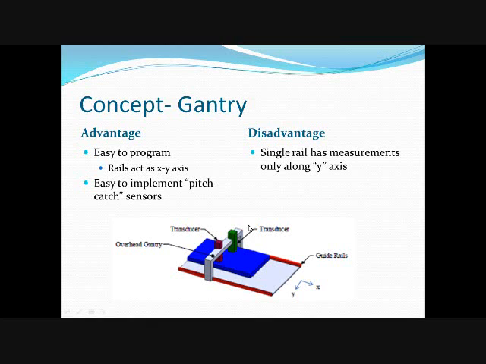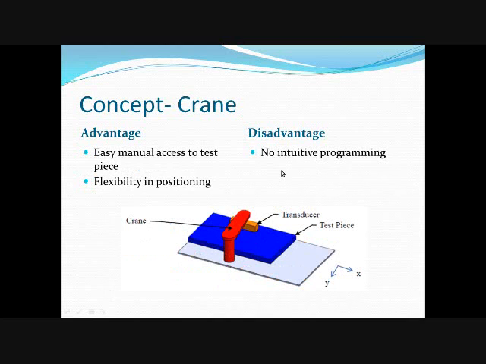The disadvantage of this particular system would be that there would only be one rail with both of the transducers on it. So all the tests would be along the y-axis. So subsequent tests could be taken in the x direction, but they would all be in the y-axis.